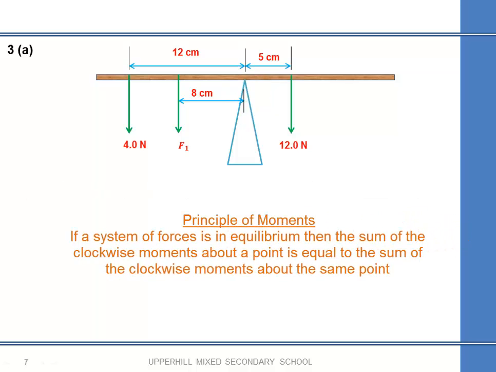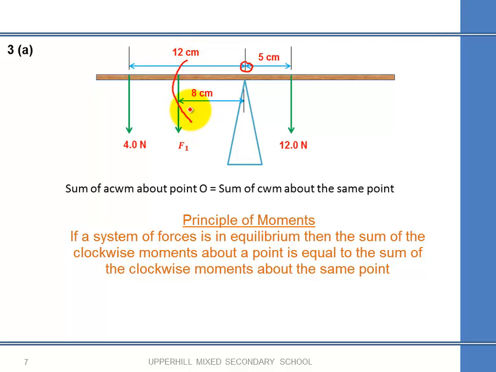The principle of moments states that the sum of the anti-clockwise moments about point O is equal to the sum of the clockwise moments about the same point. This is the point O. We have just seen that F1 tends to turn the system in the anti-clockwise direction. Similarly, the 4 Newton force also turns the system in the anti-clockwise direction. The 12 Newton force, however, turns the system in the clockwise direction.